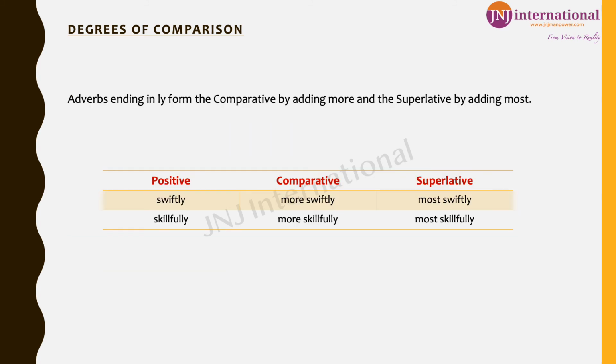Adverbs ending with letters ly form the comparative by adding the word more and the superlative by adding the word most. Example, swiftly, more swiftly, most swiftly. Skillfully, more skillfully, most skillfully.